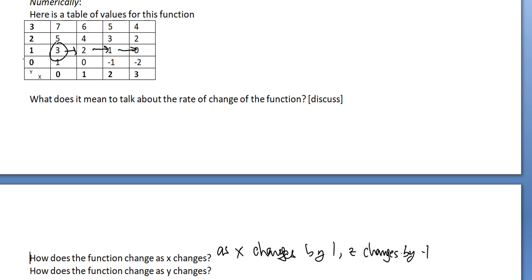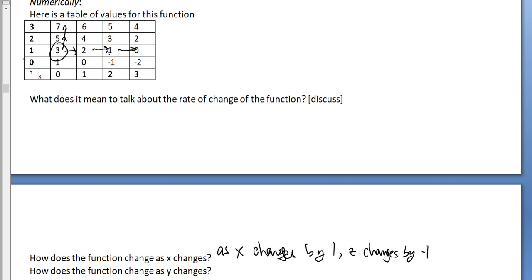Okay, now we can talk about similarly, how does the function value change as y changes? So again, starting from the same point. So starting from that point, as y increases by 1, well, the function increases by 2. And that keeps happening. As we go up another step, as y increases by 1, again, the function value increases by 2. And in fact, the rate of change for this particular function is constant everywhere.